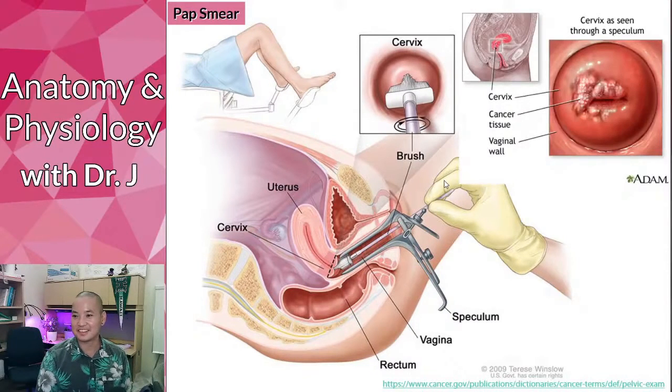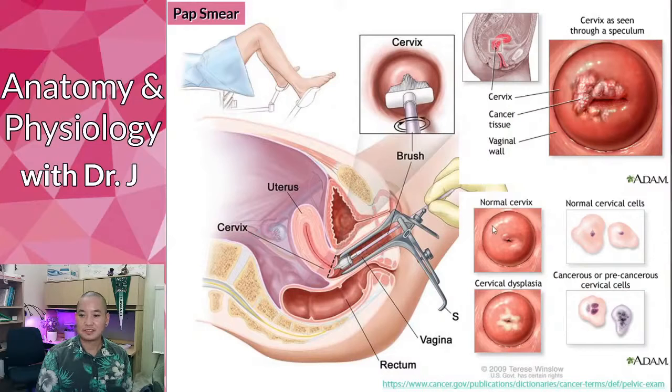So what are they testing for? What we have here is cervical cancer. What we're trying to see with a pap test is to get a sample of these cells to see if they're potentially cancerous. So this is the cervix as you see through the speculum, as seen from the vaginal canal. And then we have all this cancerous tissue.